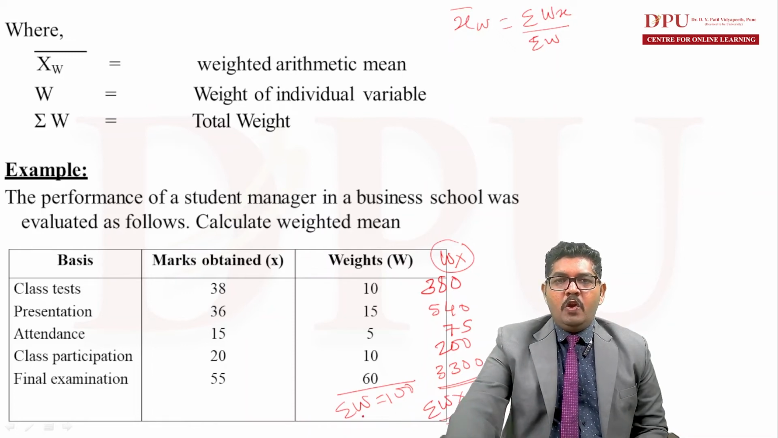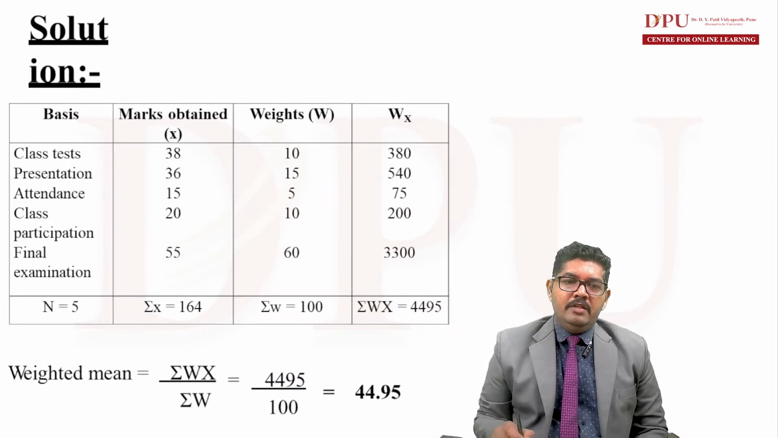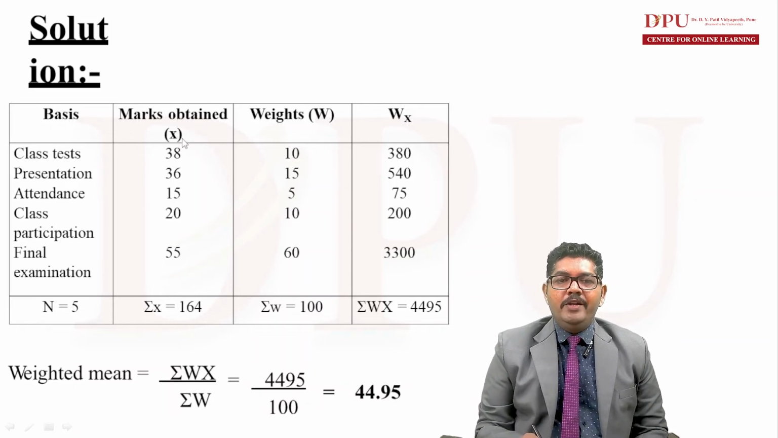This must have been solved on the next slide. Let us check. Yes. So summation of wx is 380, 540, 75, 200 and 3300. Addition of all these values is equal to 4495. Addition of all the weights is equal to 100. So we put all these values in this equation: summation of wx, 4495, divided by summation of w, which is 100, is equal to 44.95. So 44.95 is the weighted mean of all these values.